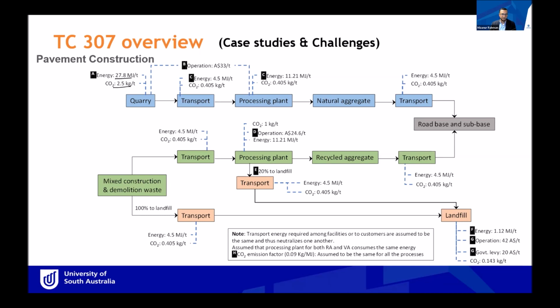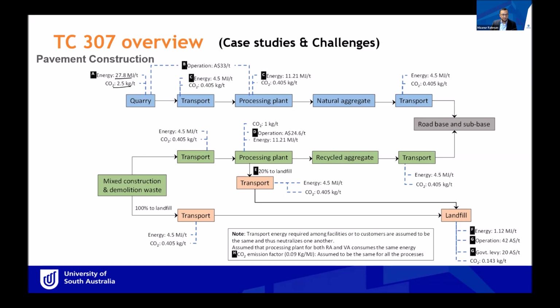and sub base. So if we follow this flow chart, then we can estimate what would be the carbon emission, energy required, and the cost for the project. So this is standard or normalized for a virgin material.